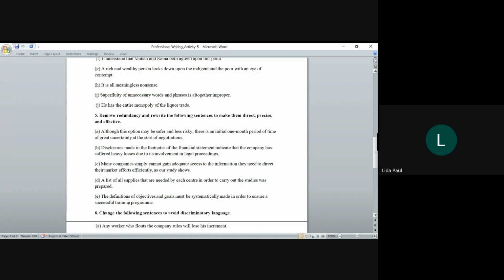Okay. D: "A list of all supplies that are needed by each center in order to carry out the studies was prepared." Ma'am, we can remove "in order." "In order to," okay. So then it would be "a list of all supplies that are needed by each center to carry out the studies." Yeah, okay. "In order" you can remove. Correct. Anything else?